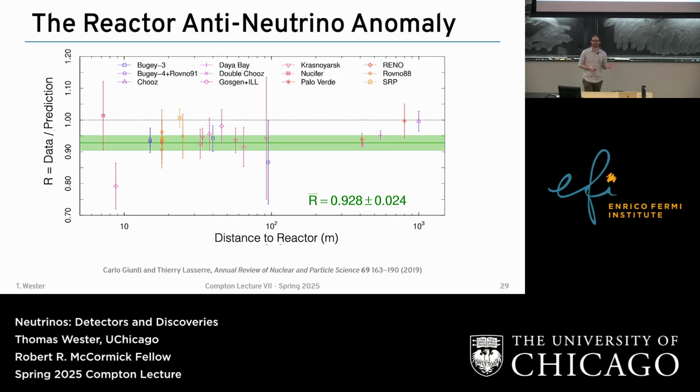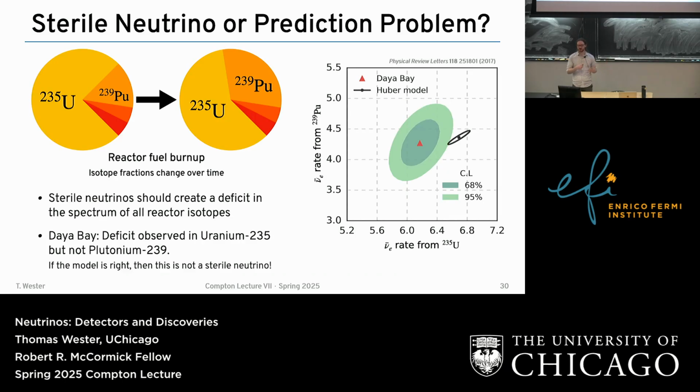And that gives you a handle because as reactors burn fuel, the fraction of these different isotopes change. So one kind of clever experiment you can do is you can say, okay, what's the rate at the start of the reactor operation, and then what's the rate at the end of the reactor operation after it's burned some of the fuel. And the kind of picture here is that you have this pie chart in a nuclear reactor where you have some fraction of uranium-235 that gets converted into a plutonium-239 as the reactor keeps going.